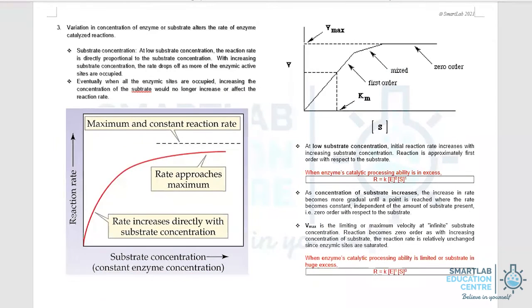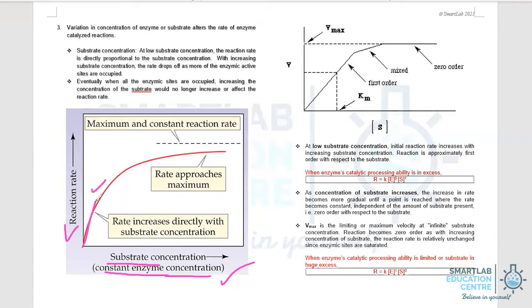Let's now take a look at this reaction rate versus concentration of reactant graph. In this case, we need to bear in mind that the enzyme concentration remains constant. So as the substrate concentration increases initially, you'll find that the reaction rate will increase. The reason is because there are still plenty of available enzymic sites that can interact with the substrate. So as you increase the concentration of reactant, the reaction rate will increase proportionally.